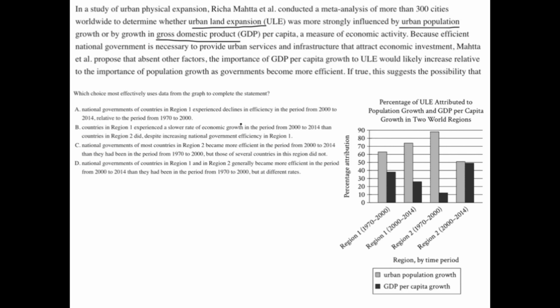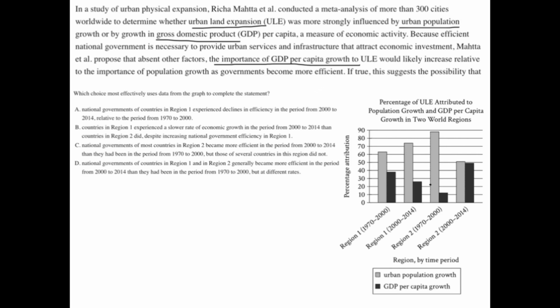Because efficient national government is necessary to provide urban services and infrastructure that attract economic investment, Mata et al. propose that, absent other factors, the importance of GDP per capita growth to ULE would likely increase relative to the importance of population growth as governments become more efficient. So there's a hypothesis here. He's proposing that, absent other factors, GDP is going to have a greater impact. If true, this possibility suggests that blank.